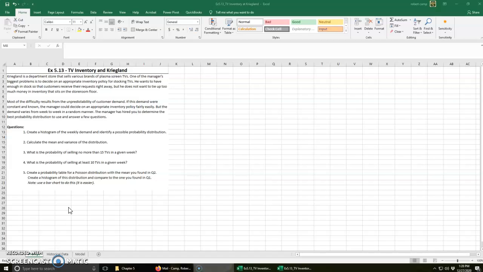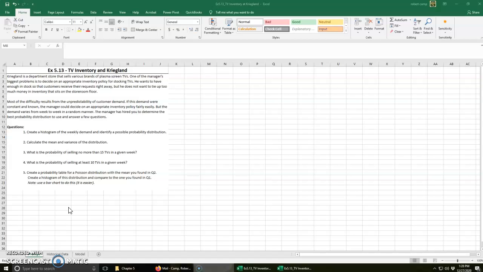Most of the difficulty really results from the unpredictability of consumer demand. If the demand were known and constant, it would be easy for the manager to figure out what the appropriate inventory policy would be. But the demand varies week to week in a random manner. So we've been hired to determine the best probability distribution and to answer a couple questions.